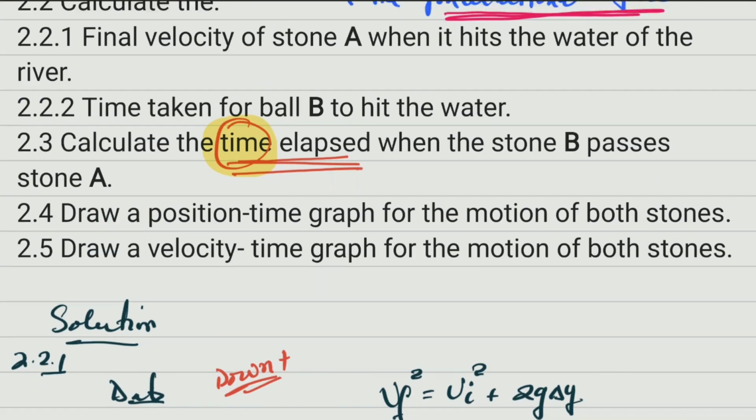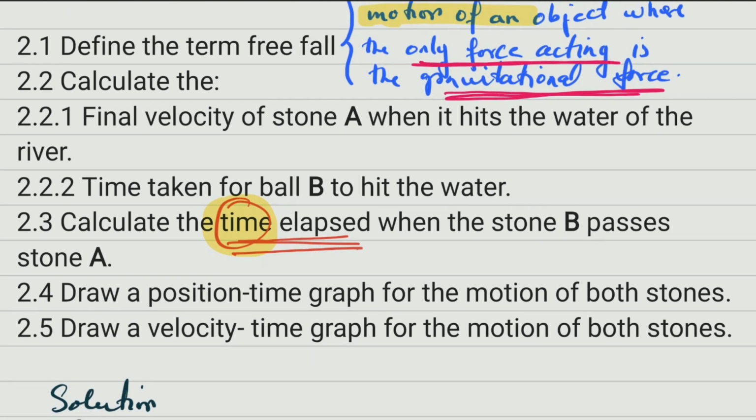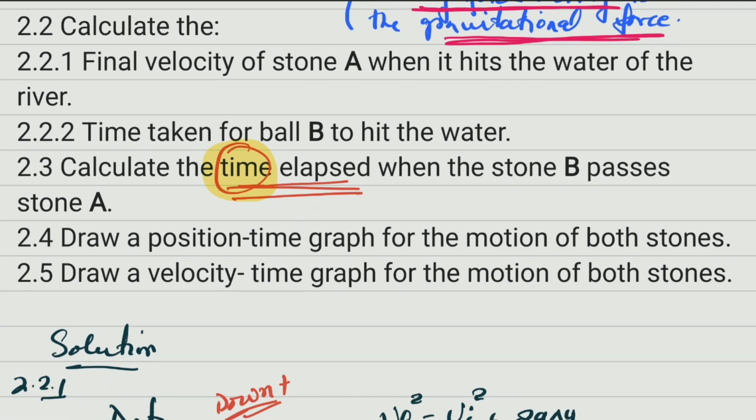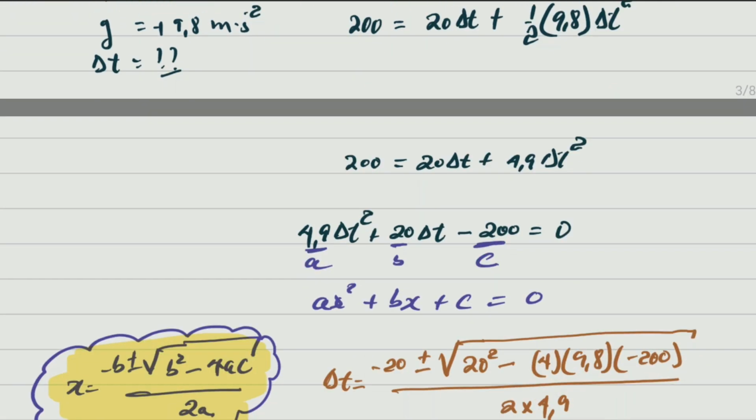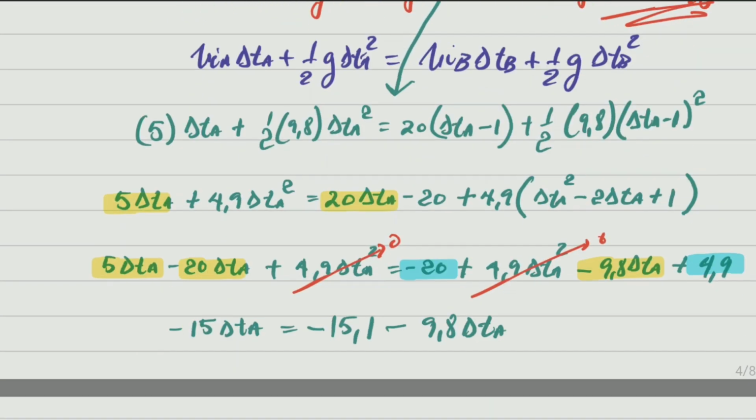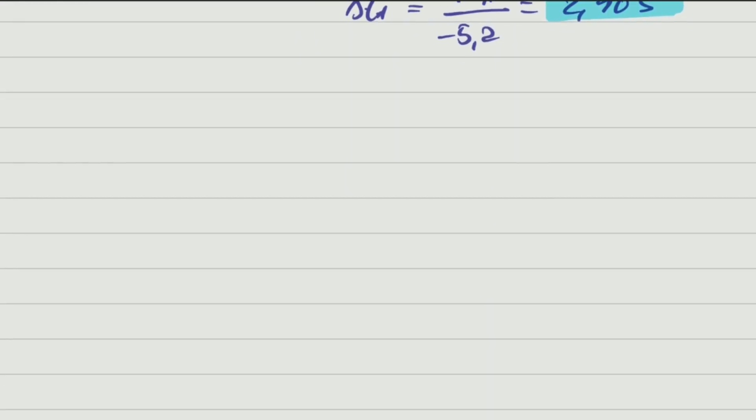Now, the last two questions say: draw a position-time graph for the motion of both stones, and draw a velocity-time graph for the motion of both stones. So we have to draw two graphs, one of position for both stones and one of velocity for both stones, and then that will be the end of this video for now. So question 2.4, we're going to answer that one real fast.